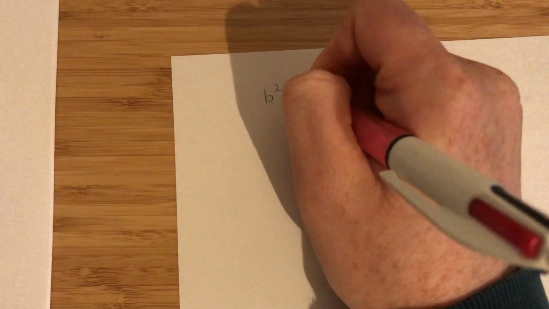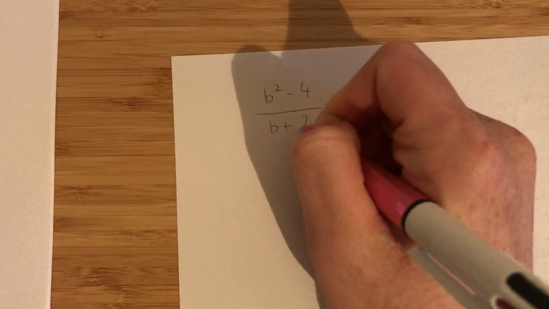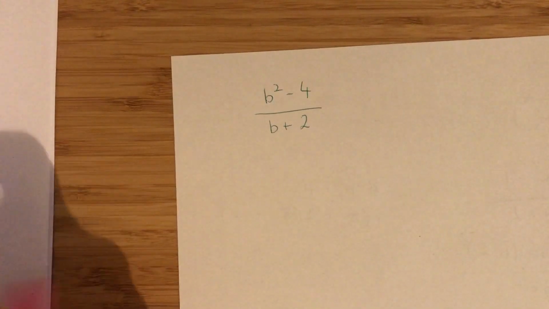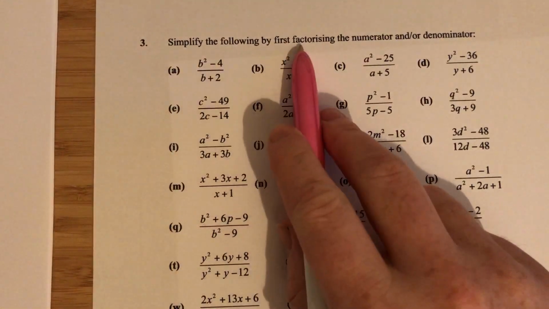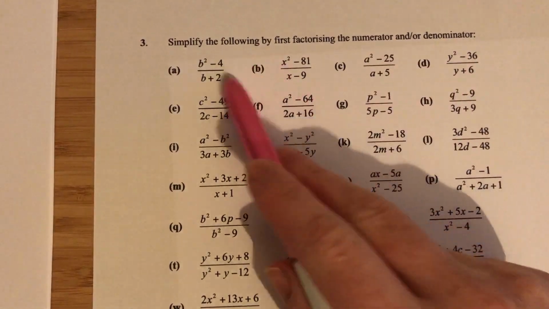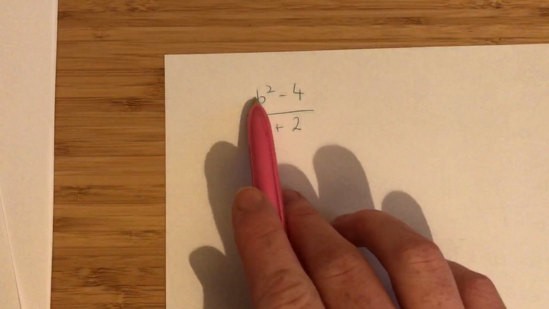Right, so the first one I'm going to look at is b squared minus 4 over b plus 2. So this has come from one of the worksheets on the practice questions. I'm going to do a few from here and then you can go and look at some of these. Simplify the following by factorising the numerator and/or denominator if we can. So we're looking to see if we can factorise either the numerator or the denominator here.